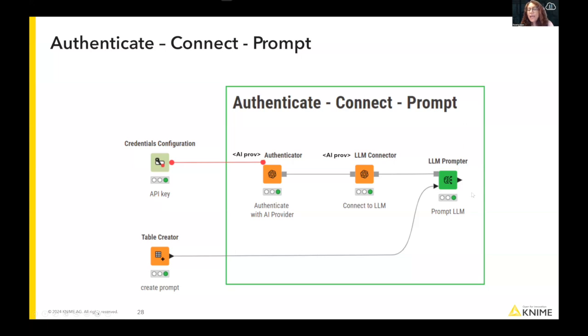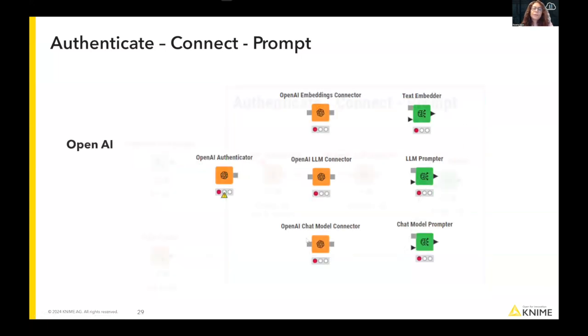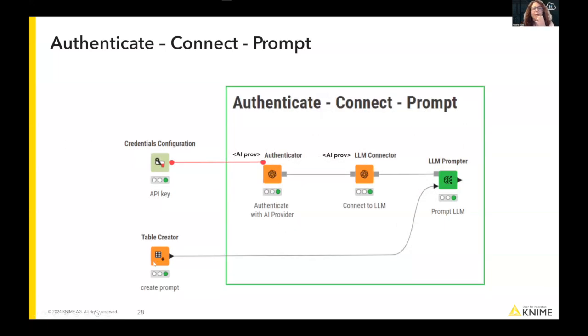And then we have the LLM prompter node that takes a prompt that you have created and passes it to the large language model that it's connected to, and produces an answer at the output port. So it's quite easy. At the end, there are only 3 nodes: authenticator, connector, prompter.